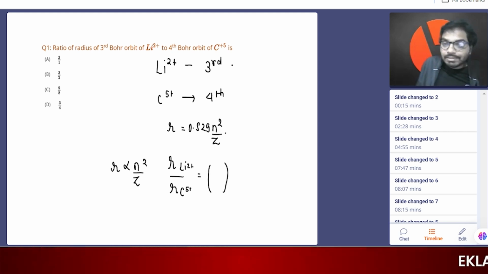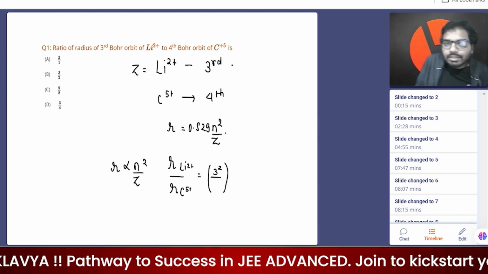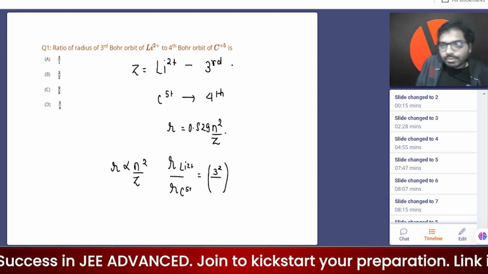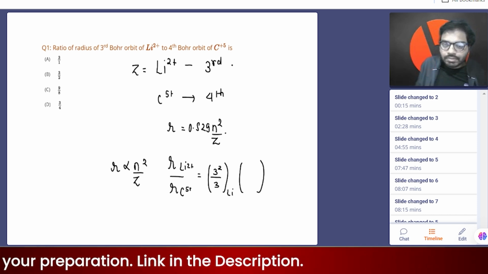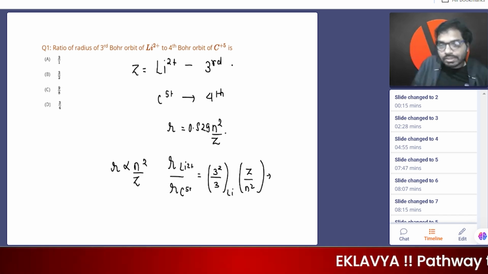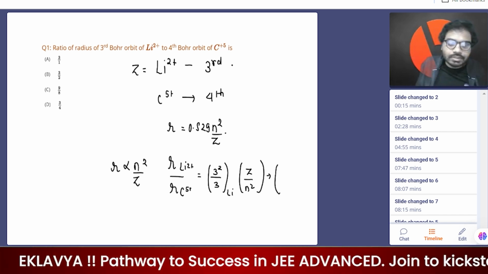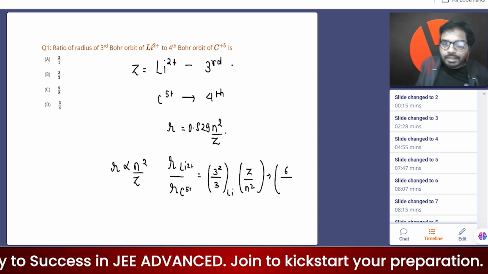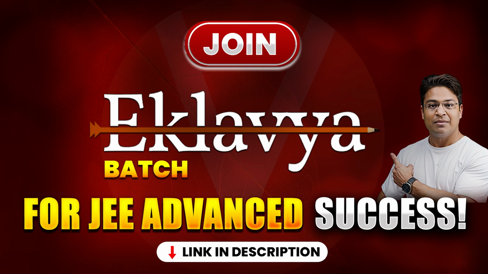Here n is the principal quantum number, shell number is the third. I will write here 3 square. Then Z for the lithium here is equal to 3. Hydrogen, helium, lithium, it will become 3. This is for the lithium. Then for the carbon, I can write it will be like Z upon n square. It will become the reverse. When we take the ratio, it will just become the reverse. So I can put here for the carbon Z is 6. And the fourth orbit, they have given the value of the fourth orbit, so it will become 4 square.